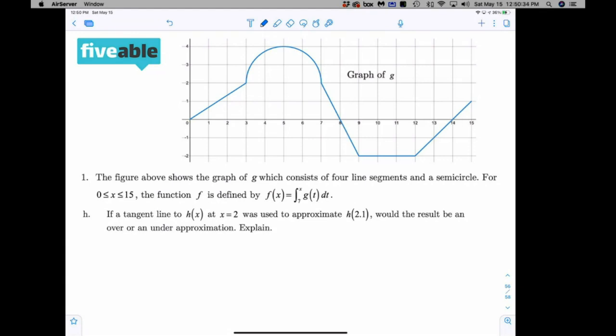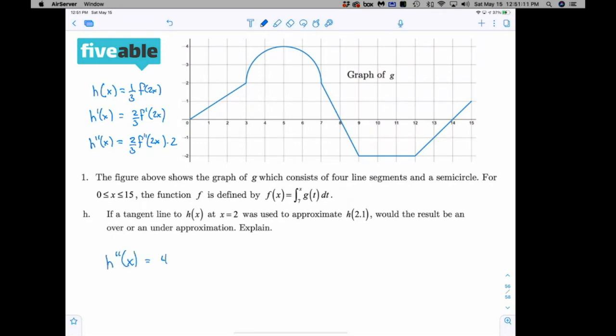So what we want to do here is find the concavity of h. We know h of x is equal to, what do we say it was equal to? It was equal to that function 1/3 f of 2x. We've also seen that h prime was equal to 2/3 f prime of 2x. Well, we got to go one step further. We got to do h double prime of x, and that's going to be equal to 2/3 this time times the second derivative of that inside function times the derivative of that inside function. So h double prime of x is equal to 4/3 f double prime of 2x.